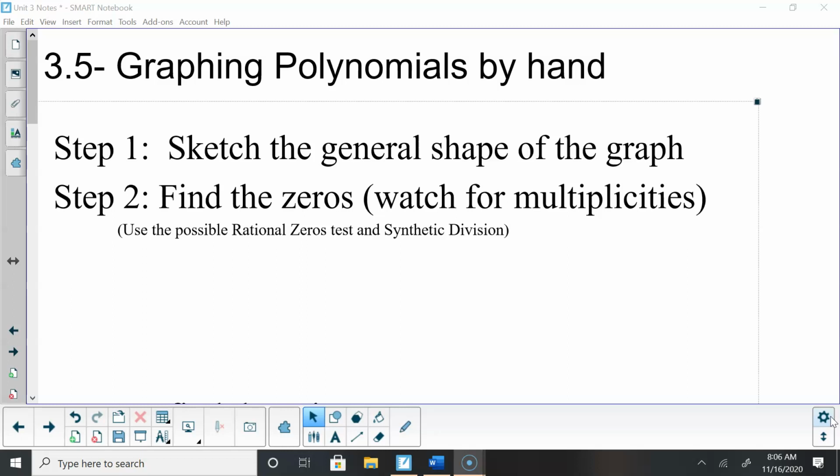So step one is always sketch just the general shape. And it's literally going off the leading coefficient and what the degree is of that function.